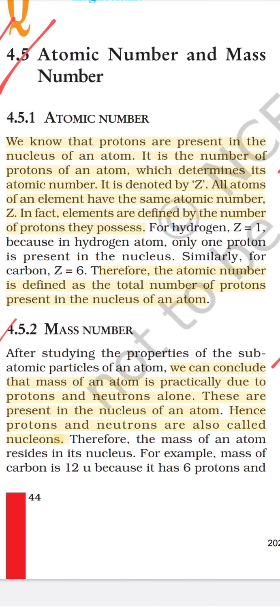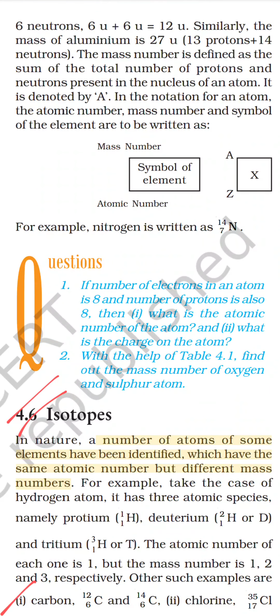For example, the mass of carbon is 12 u because it has 6 protons and 6 neutrons: 6 u plus 6 u equals 12 u. Similarly, the mass of aluminum is 27: 13 protons plus 14 neutrons. The mass number is defined as the sum of the total number of protons and neutrons present in the nucleus of an atom. It is denoted by A.